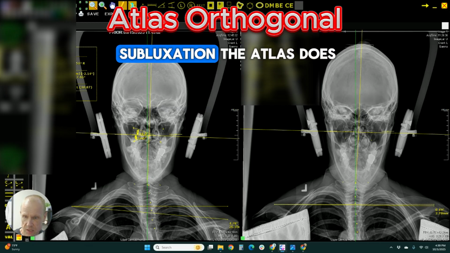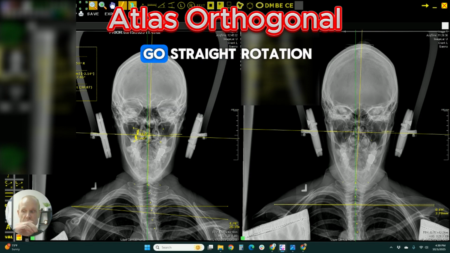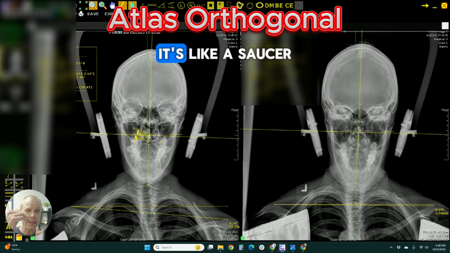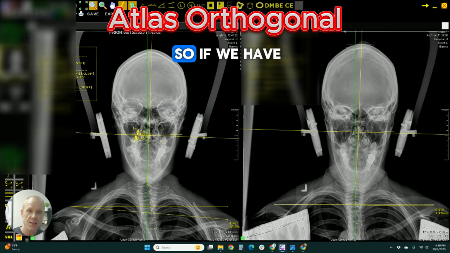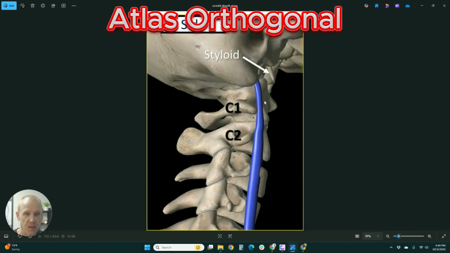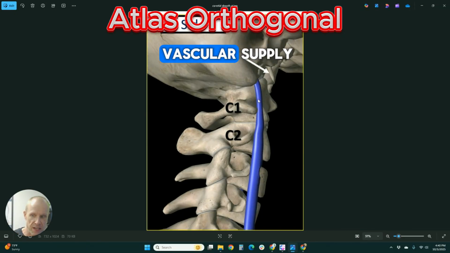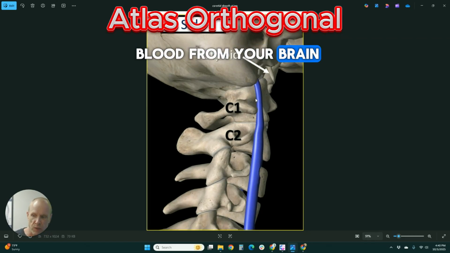this is an atlas subluxation. The atlas does not just go straight lateral, it does not just go straight rotation. It's like a saucer in a dish, okay? It rotates with laterality. So if we have a left lateral atlas, it is also rotating. When that rotates, that transverse process is going to make contact with the carotid sheath, and it's going to affect not only your vascular supply, your blood supply to your brain, and drainage of the blood from your brain.